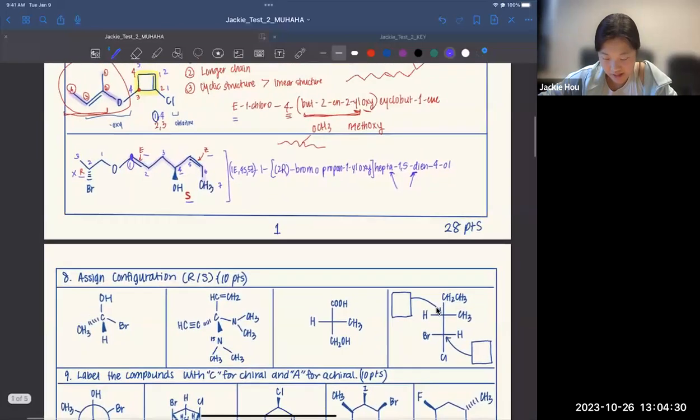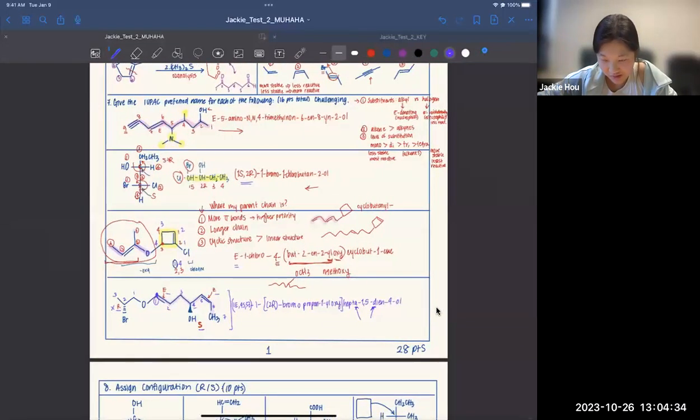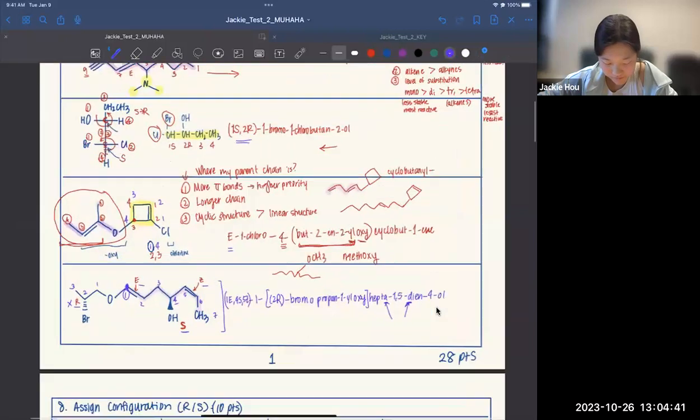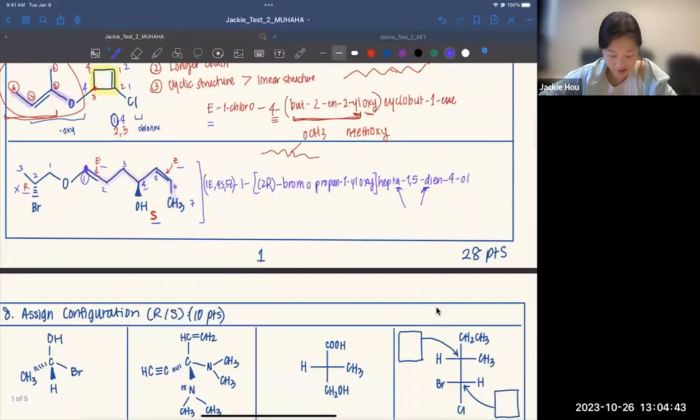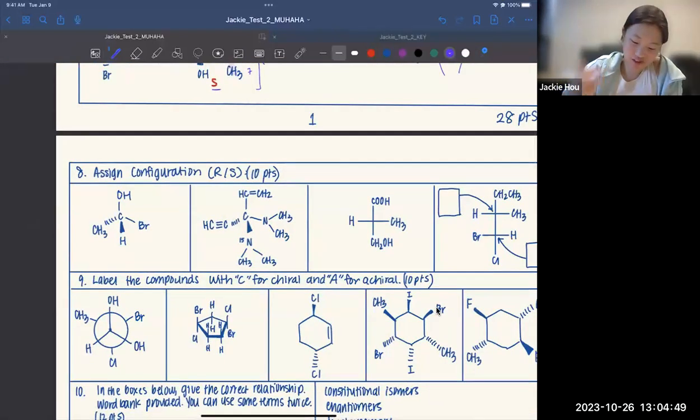Okay. Is everyone good with all this nomenclature? Now let's do my favorite, chirality. Okay. Assigning configuration first.